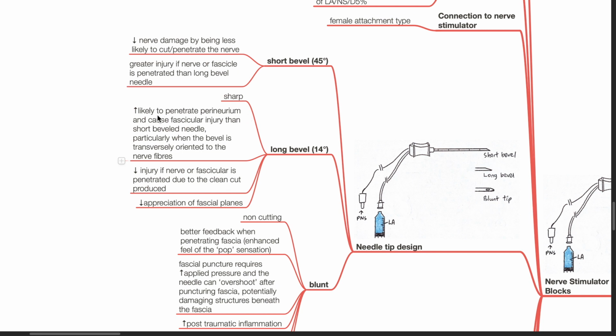Long beveled needles are sharp and more likely to penetrate the perineurium and cause fascicular injury than short beveled needles, particularly when the bevel is transversely oriented to the nerve fibers. There is less injury if the nerve or fascicle is penetrated due to the clean cut produced. Long bevel needle produces less appreciation of fascial planes.